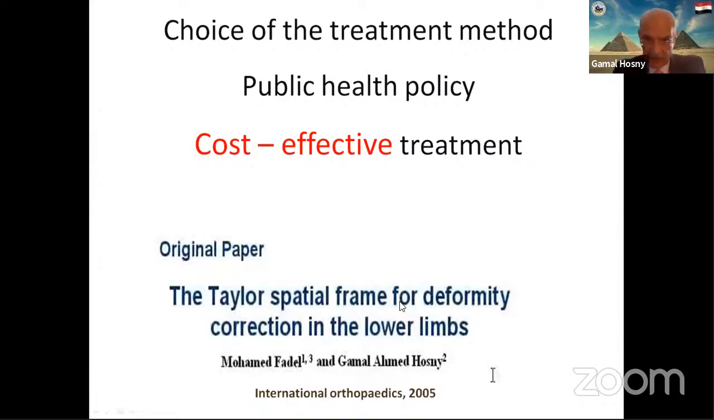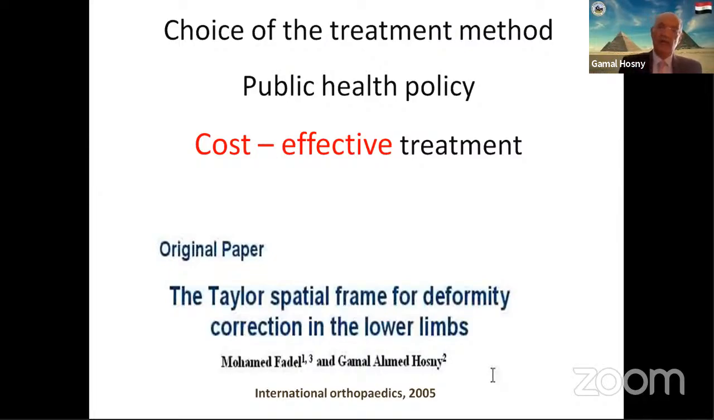So the choice of treatment methods, according to public health policy, is cost-effective treatments. Perhaps this was one of the first publications about TSF in the world. We had 30 patients with 30 frames, and we published our results. TSF is okay, but there is no comparison. There is no difference between TSF and a professional doing the circular frame.